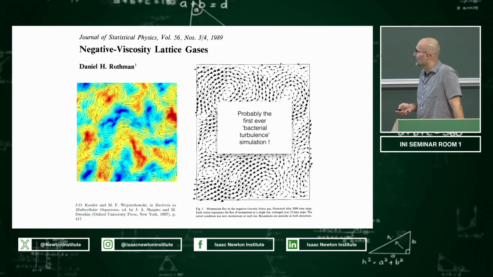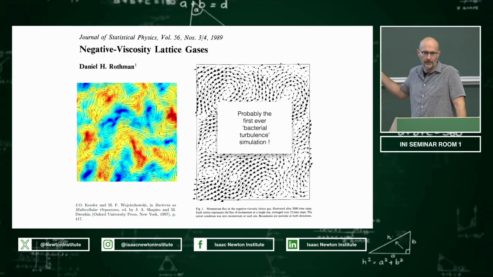And you could claim that this is probably the first ever simulation of a bacterial turbulence system, but it happened way before John Kessler's early work, with I think the first experimental observation published in 1997. And of course, he wasn't thinking about these systems at all, but these ideas are applicable. So what he did is he changed the collision rule so that he effectively gets a negative viscosity.